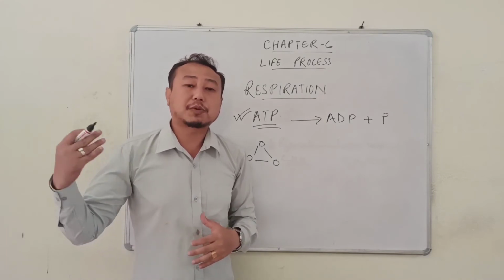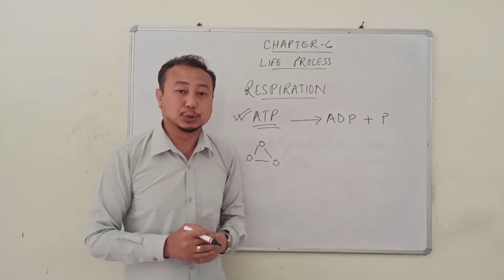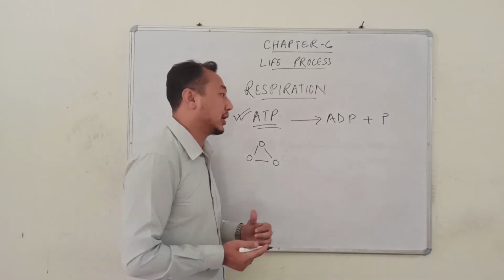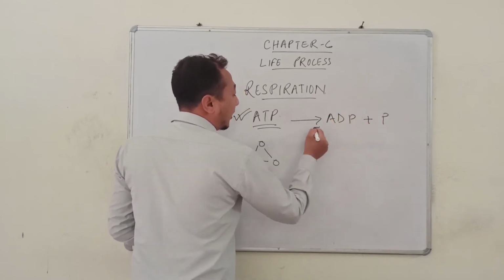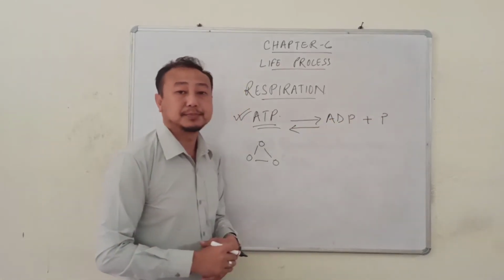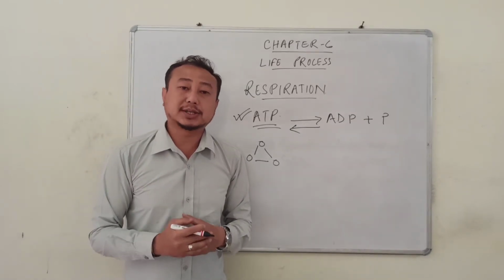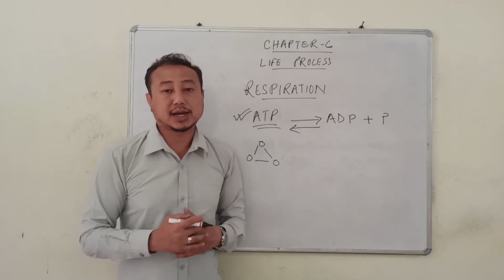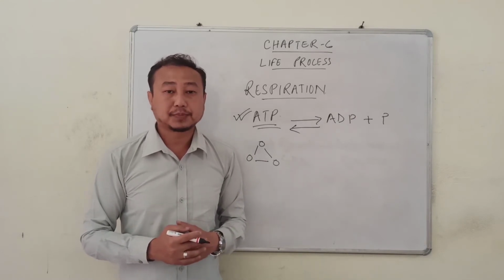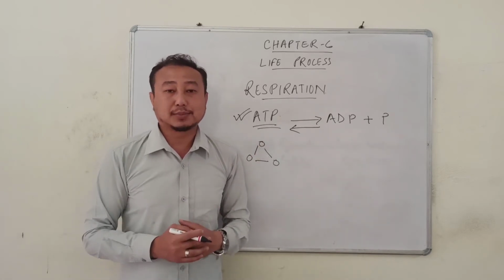Afterward, when respiration is performed again and an excess amount of energy is produced, that excess energy will again be utilized to join this ADP and the phosphate to form ATP back again. So in this way, the excess energy produced during respiration is stored inside the body for future use. So these are the things related to the energy that is stored inside the body.